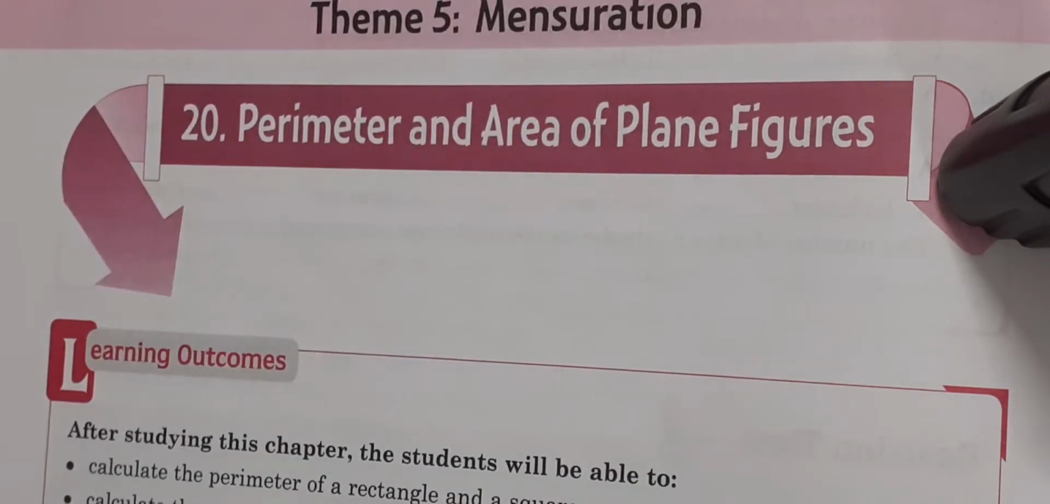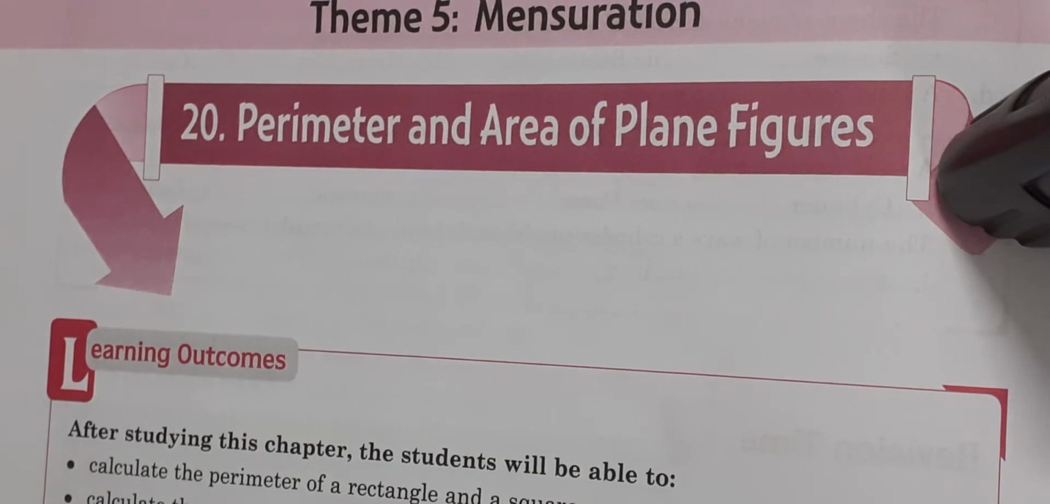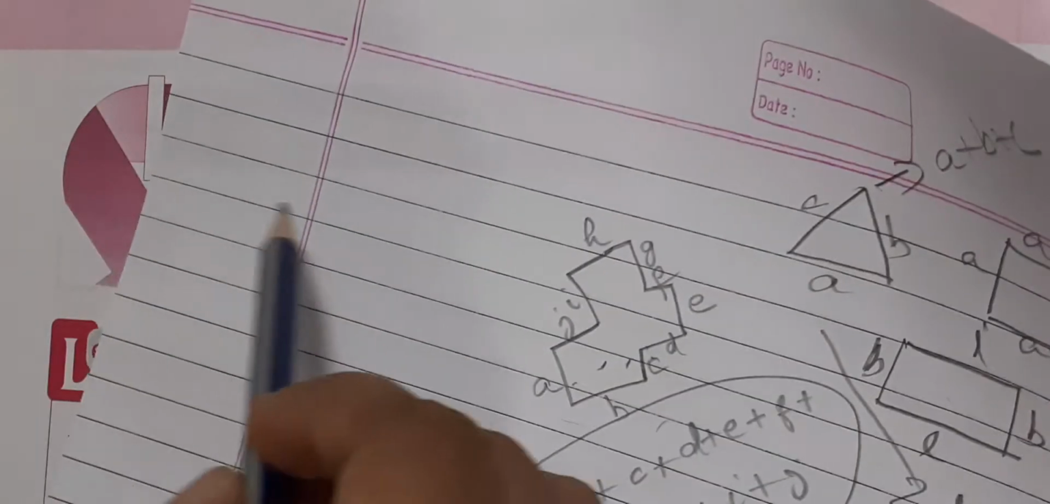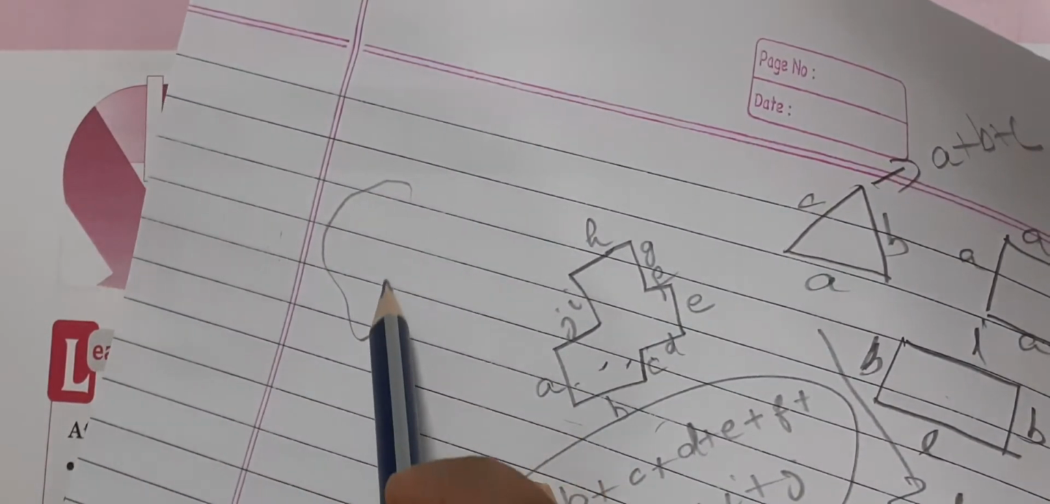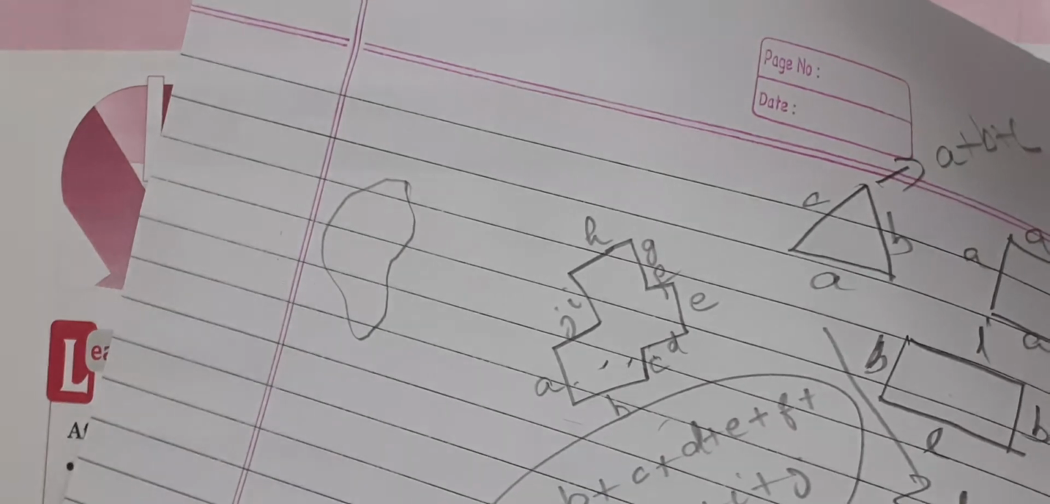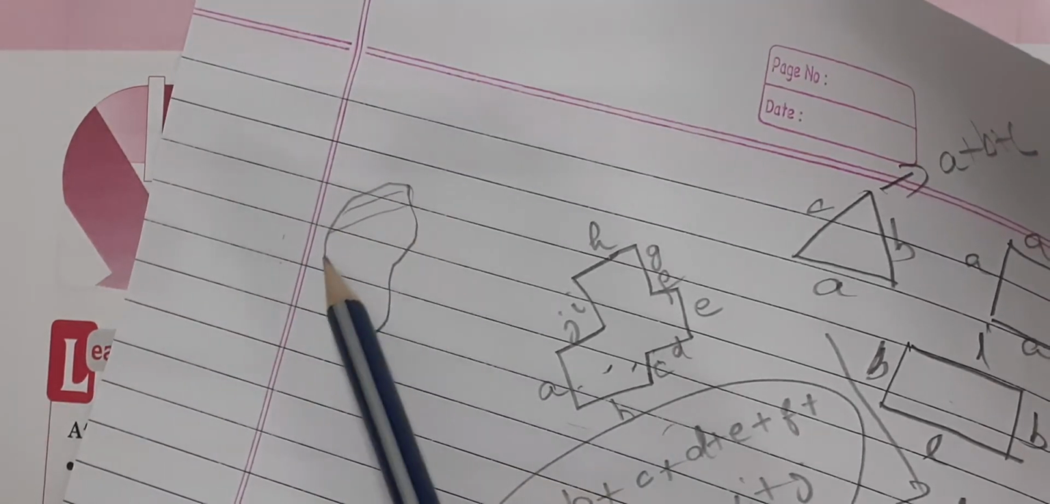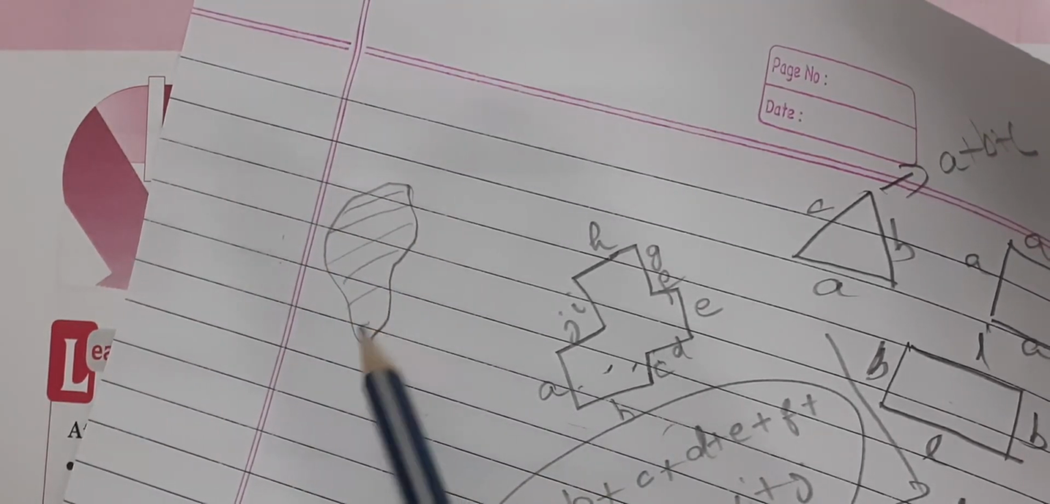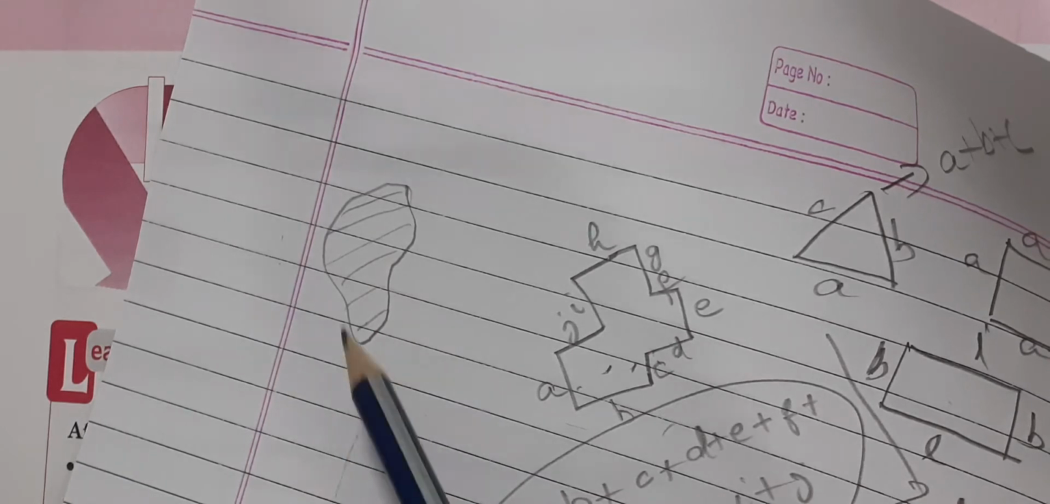Okay, so next one, area. What do you mean by area? Area means the surface enclosed by a simple closed curve is called its area. Here, this is a simple closed curve. How much is the surface enclosed by this curve? This is called the area.